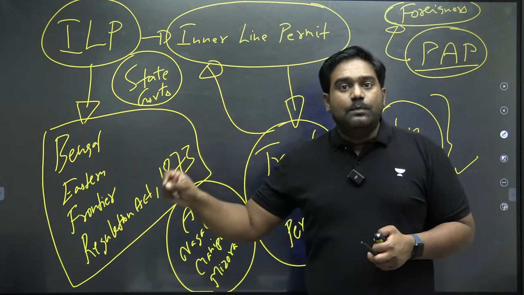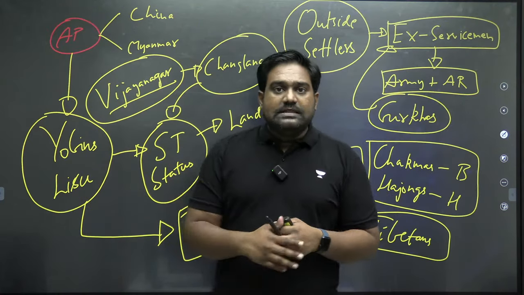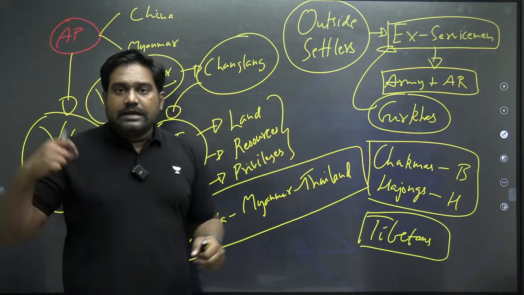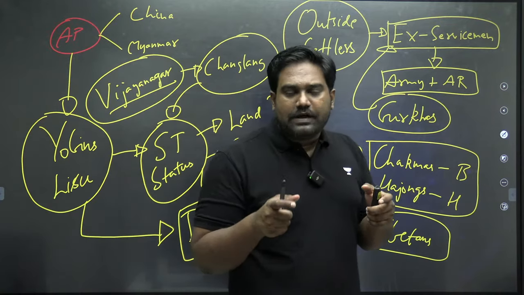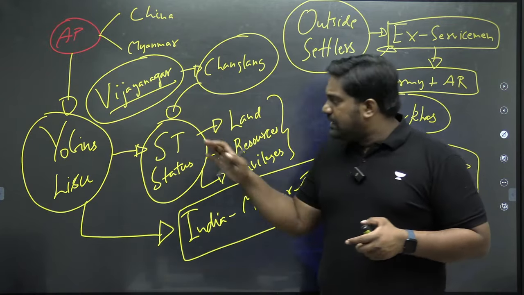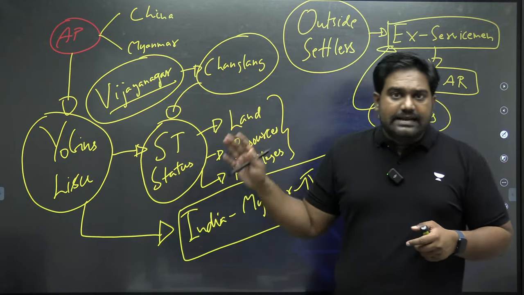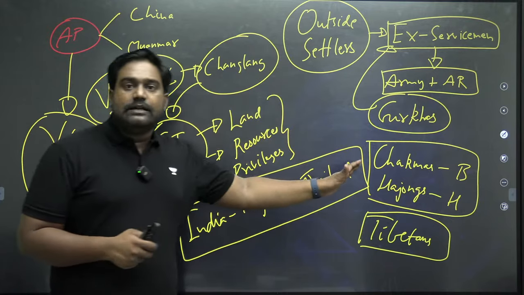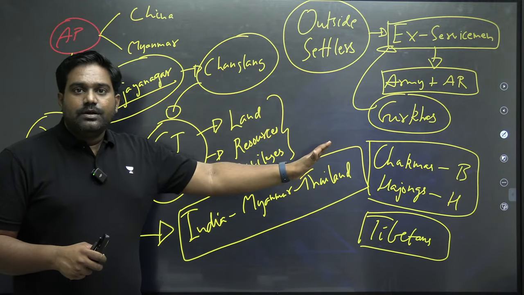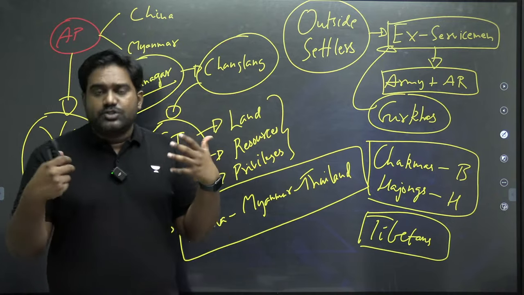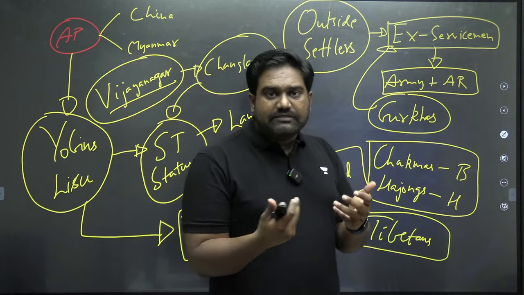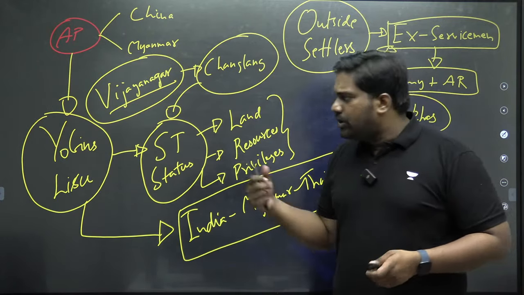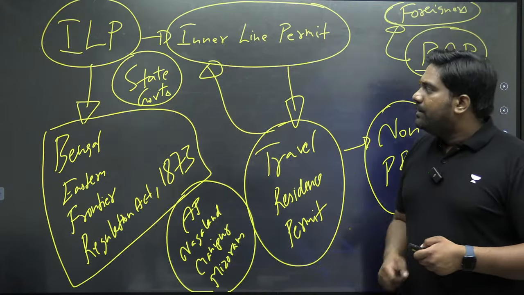So now the native Yobins in Arunachal, who feel threatened by outside settlers, are demanding strict implementation of the ILP system. They want guarantees for the protection of their land, their identity, their rights, their resources. So they have issues with the outside settlers. They see them as outsiders. So this is a sensitive issue, a social issue and a security issue, which is developing in the Northeast. So that is what the article is exploring.